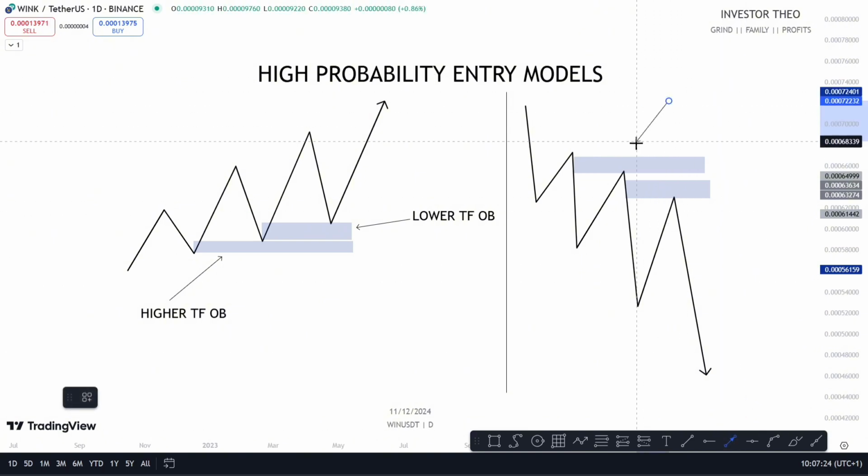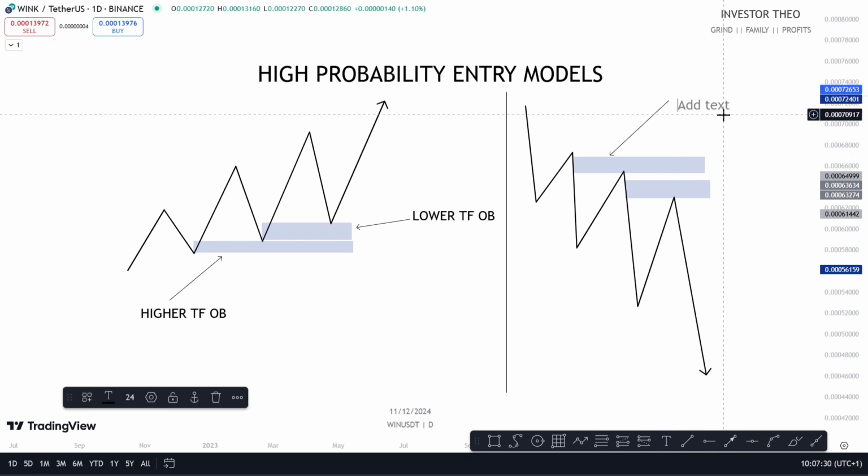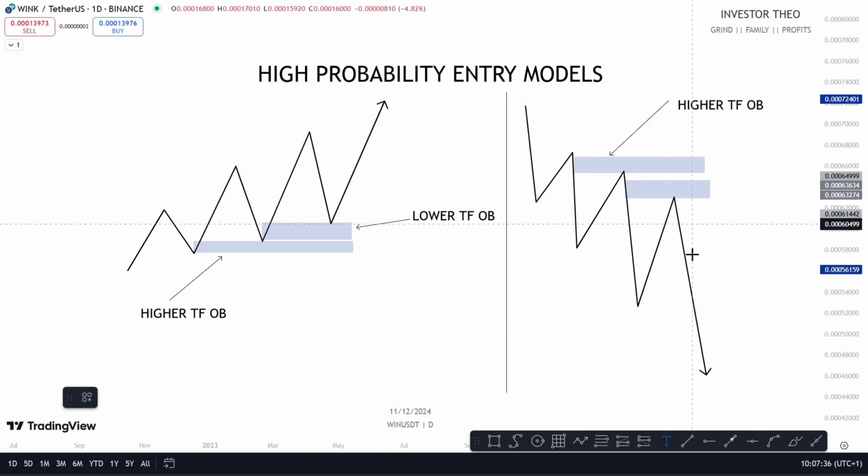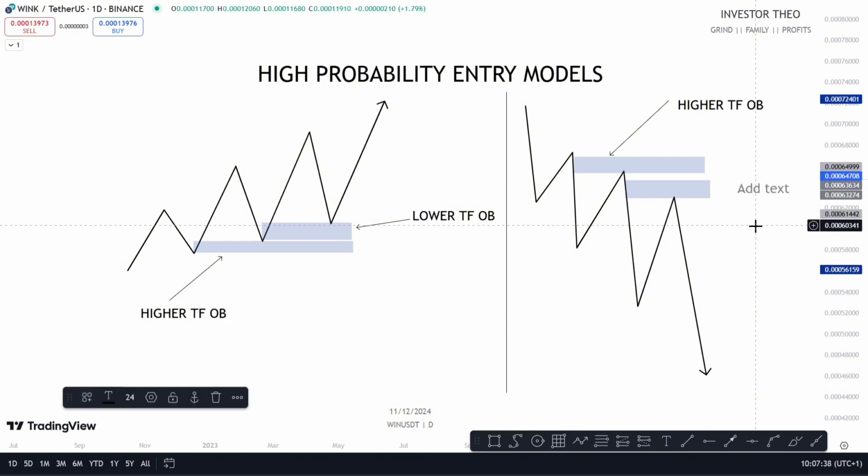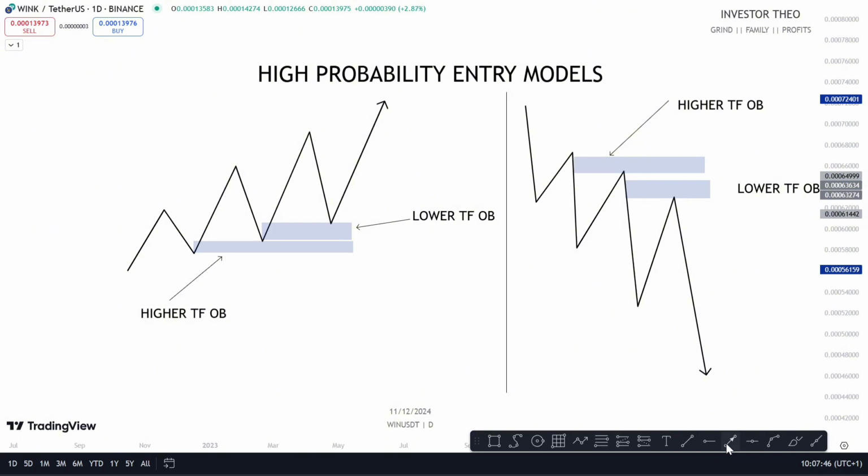This is going to be your higher time frame order block. Where's my text tool? Yeah, this higher time frame OB, and the other one is the lower time frame OB. Exactly. So basically, I'm going to be explaining how you can utilize this lower time frame OB to actually enter the trade directly.